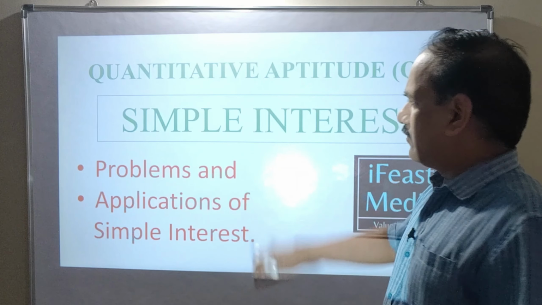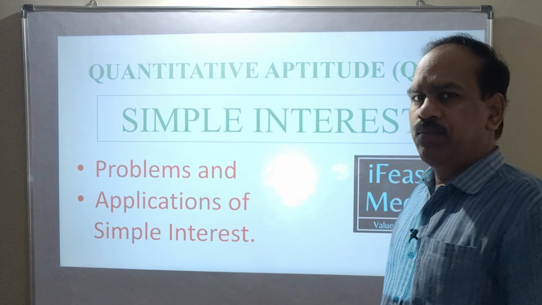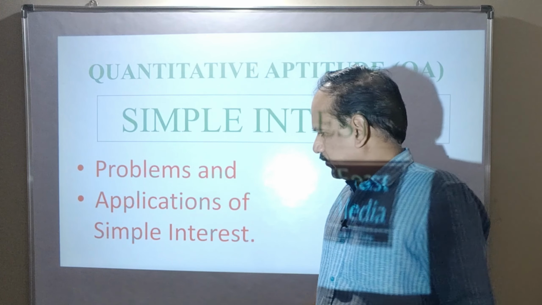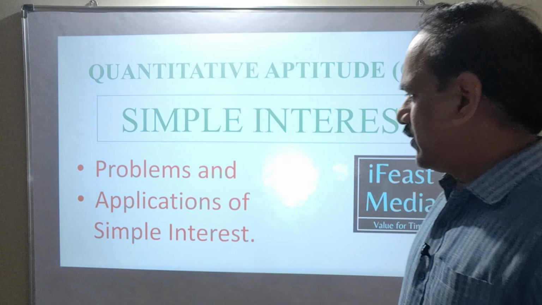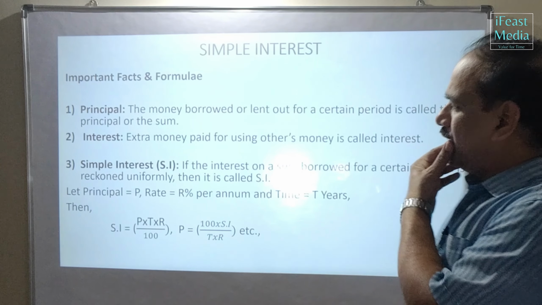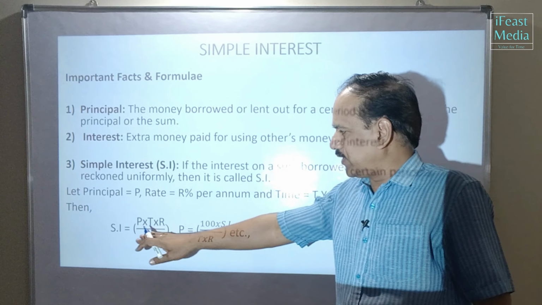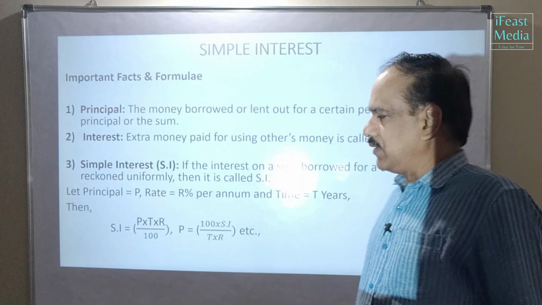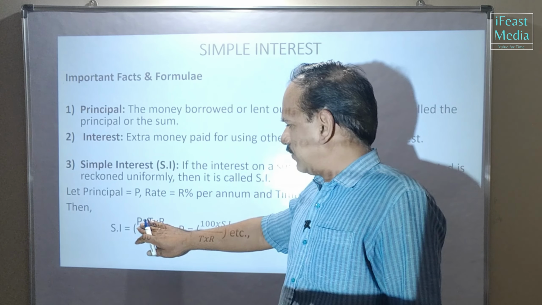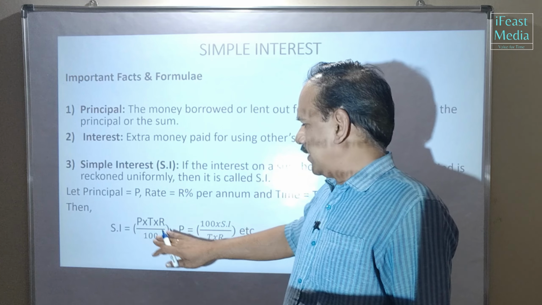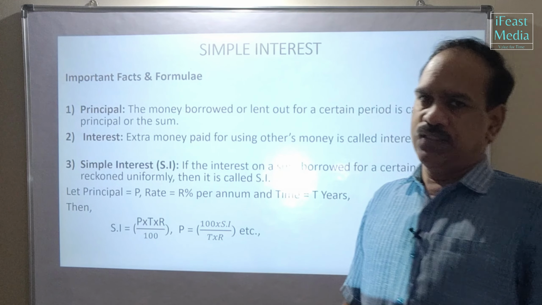The topic in this class we are going to discuss is simple interest. We will see some problems and solutions. What is the formula of simple interest? Simple interest formula is PTR by 100. Here P is the principal, T is the time, and R is rate of interest.